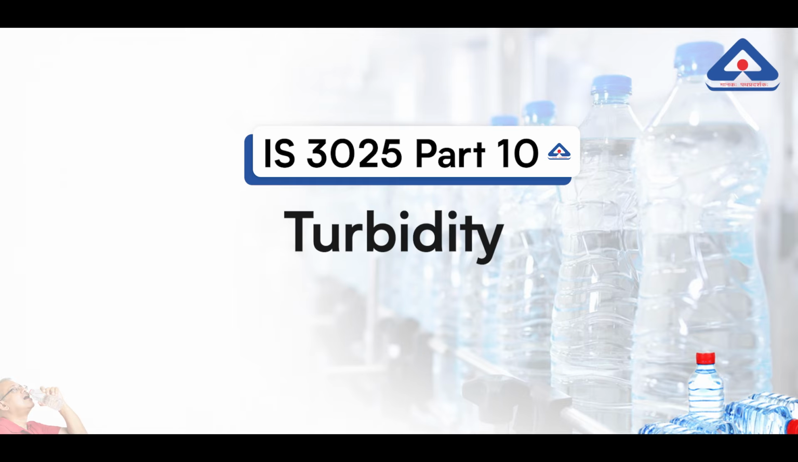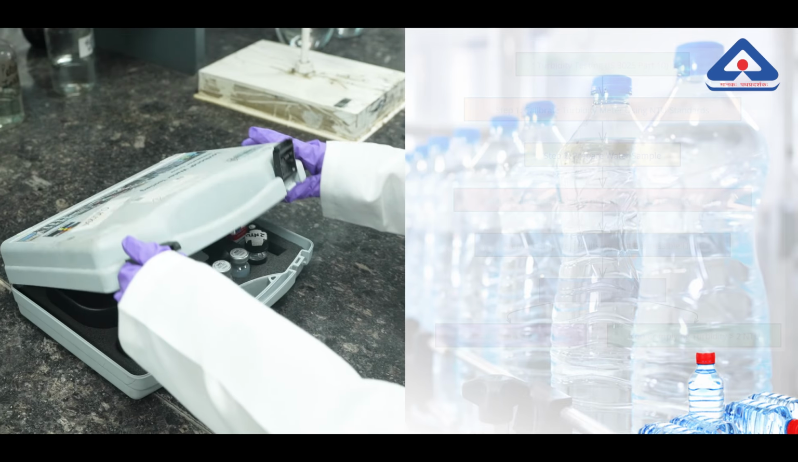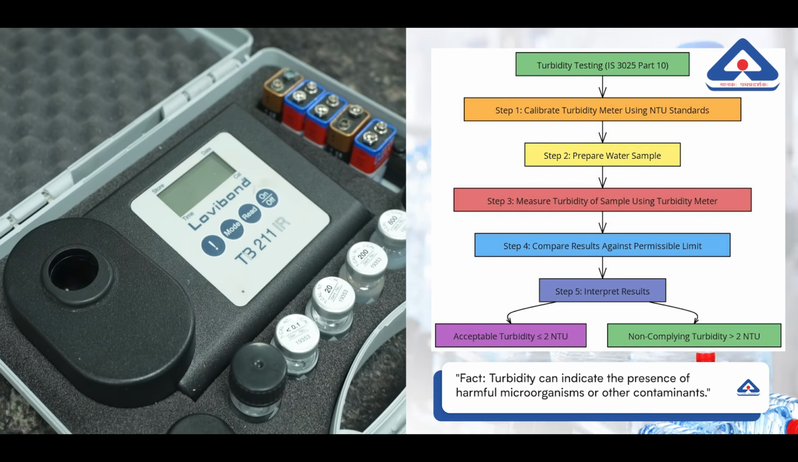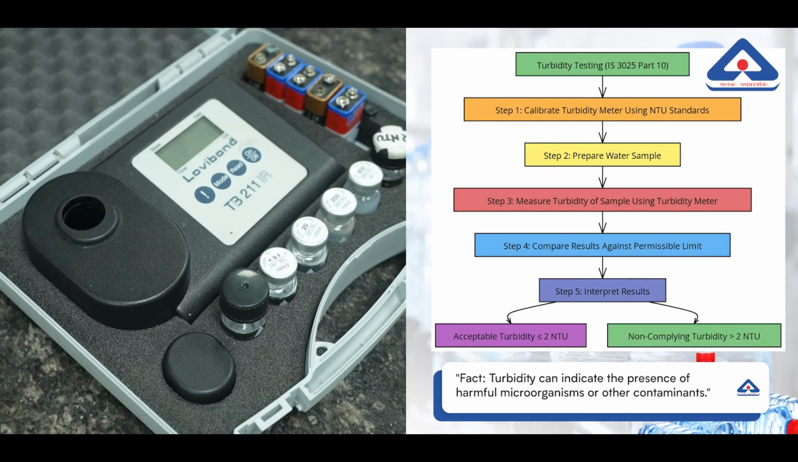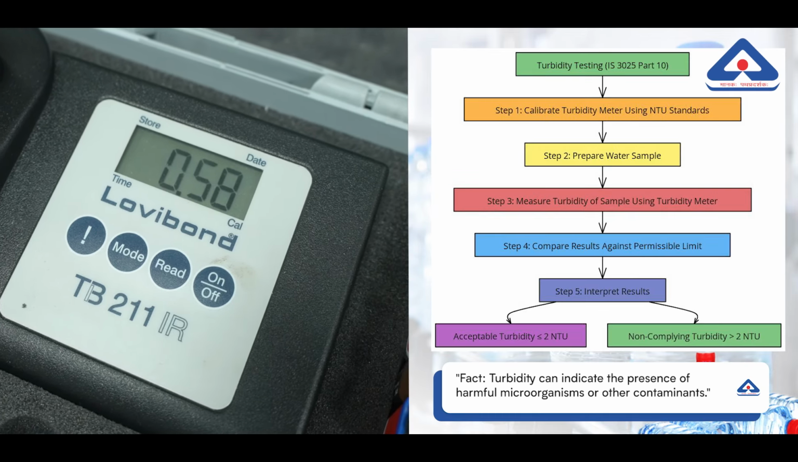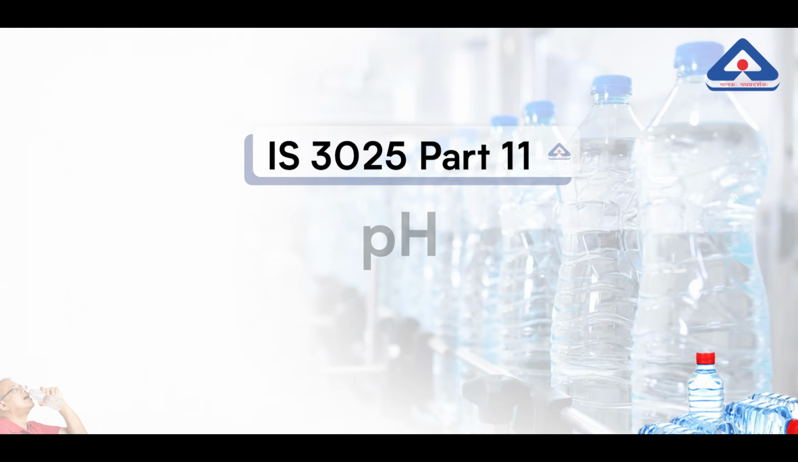Turbidity testing, IS 3025 Part 10. Turbidity testing ensures water clarity. The maximum permissible turbidity is 2 NTU. Turbidity affects both the appearance and safety of drinking water.